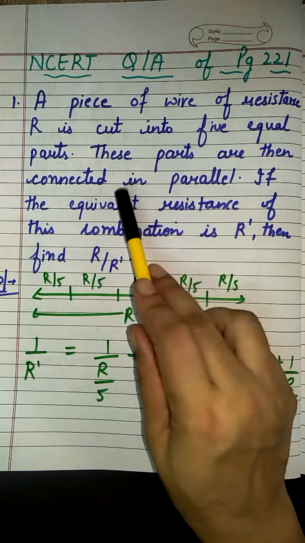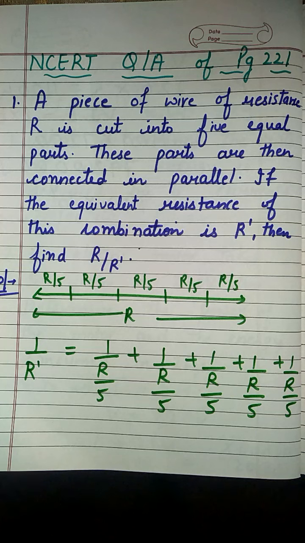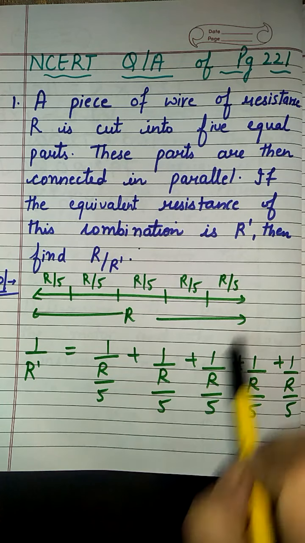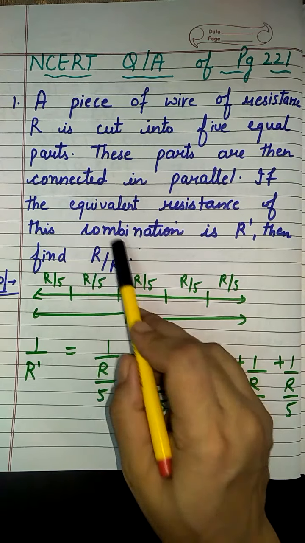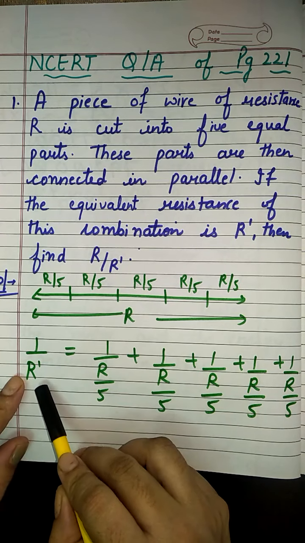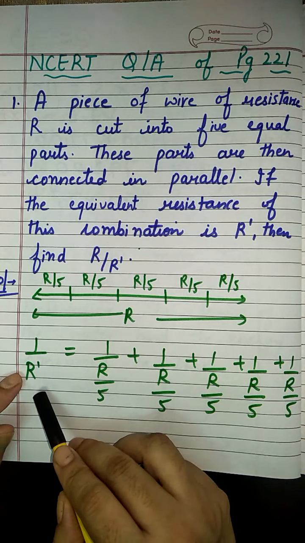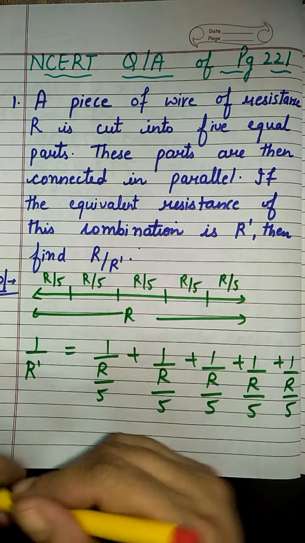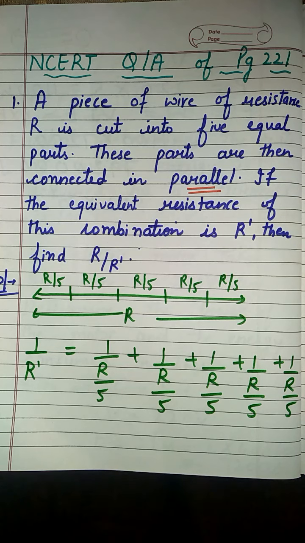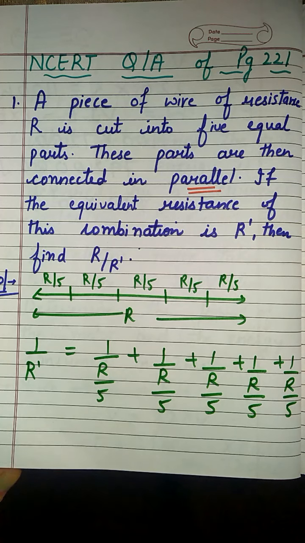Now these parts are then connected in parallel. These all have been connected in parallel. If the equivalent resistance of this combination is R dash, meaning new resistance is R dash, then we have to find out the ratio of old resistance over the new one. So what will be R dash? 1 upon R dash. Why? Because they have been connected in the parallel combination. What is the formula for parallel combination? 1 upon R1 plus 1 upon R2 plus 1 upon R3 and so on.